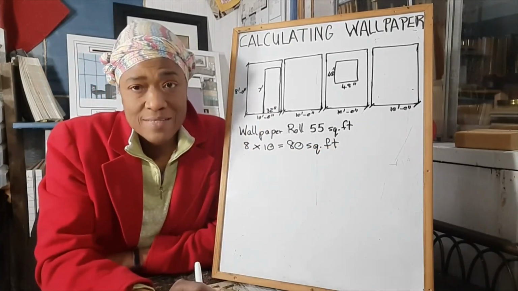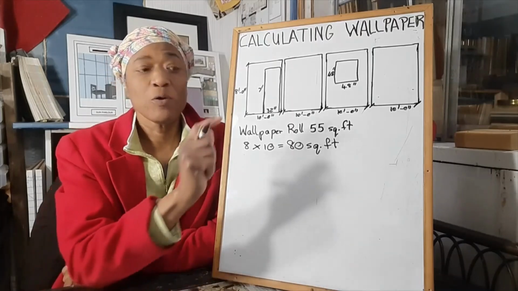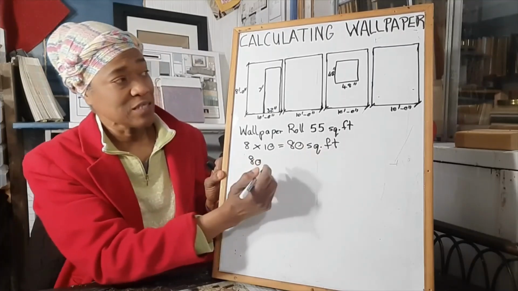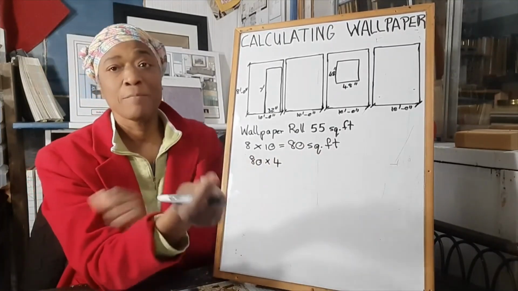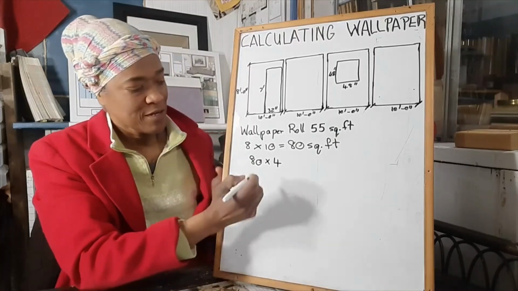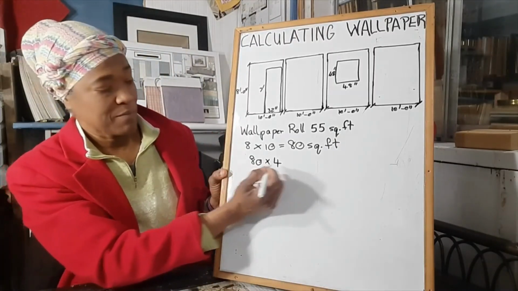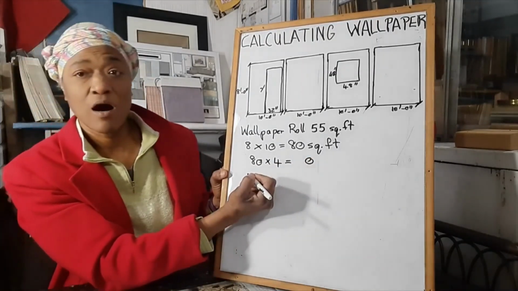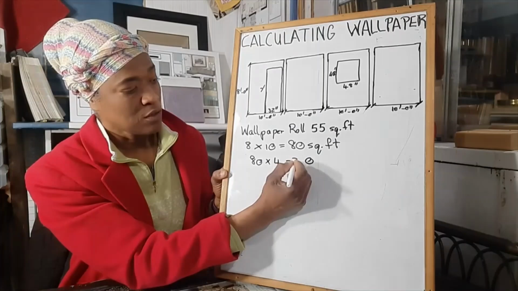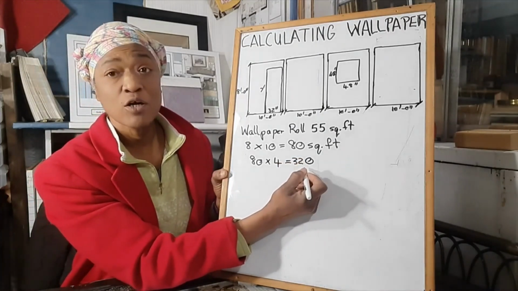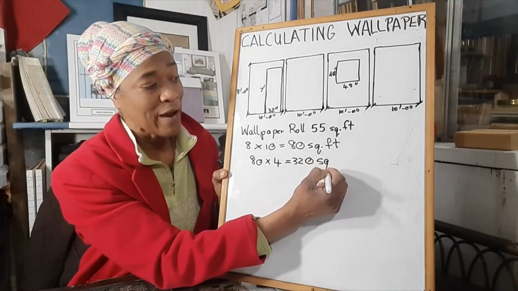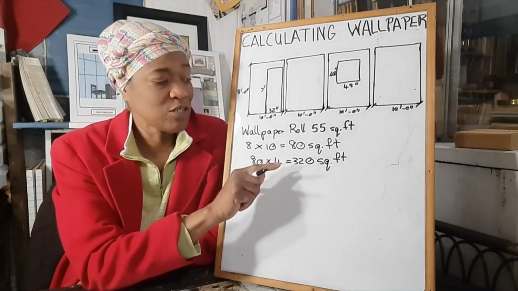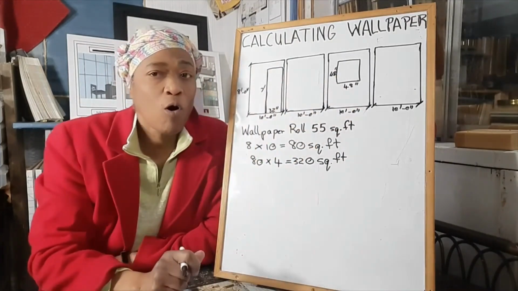All the walls are the same measurement, therefore we will multiply 80 square feet by 4 because we have 4 walls. So that's 80 multiplied by 4 equals 320, and 4 eights are 32. So the room is 320 square feet. So we need to cover 320 square feet of wall.